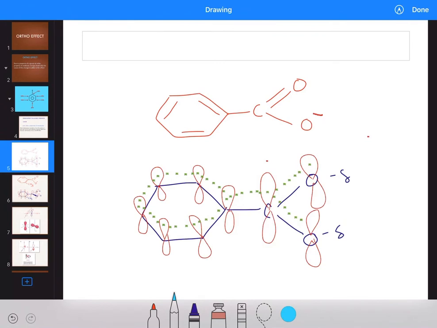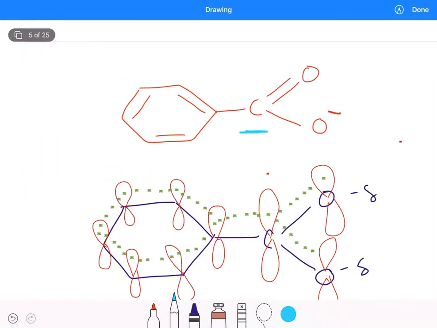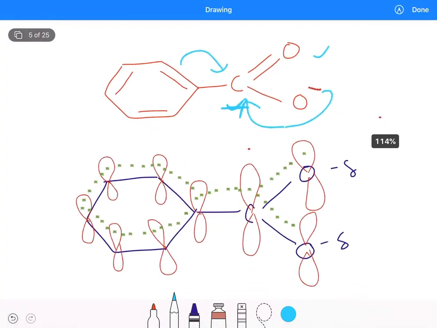Now see this carbon. This carbon is electron deficient because it is attached to oxygen, which is more electronegative. Now in this condition, what is happening? This is also participating in resonance. This negative is also participating in resonance, and these pi bonds are also participating in resonance. So we make their orbital diagram here.